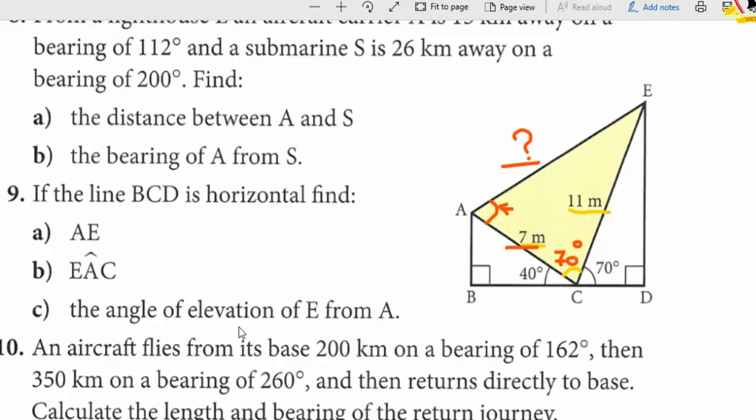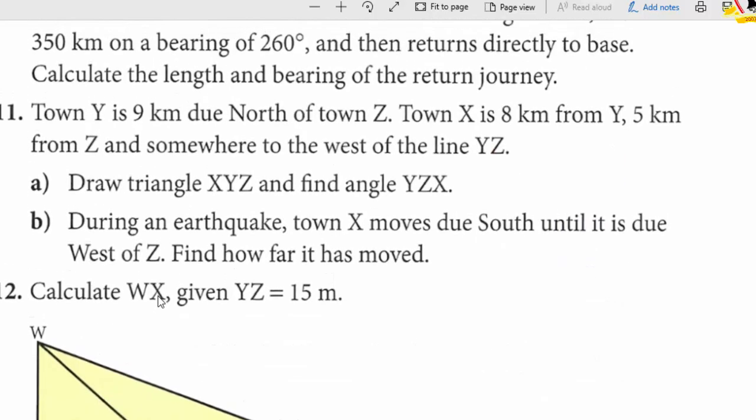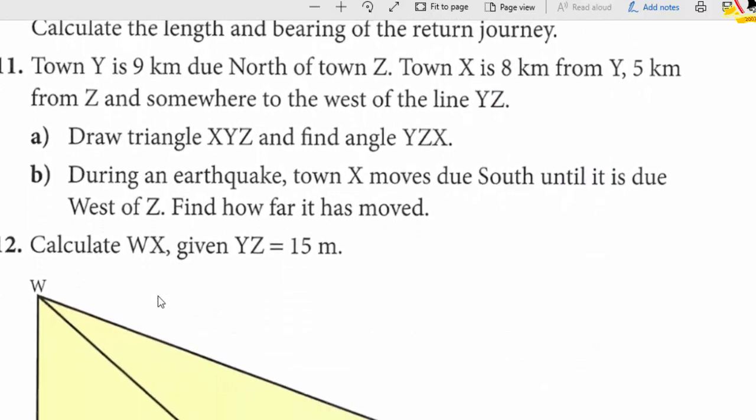Part C, the angle of elevation of E from A. This angle, the third angle. Once you got two angles, finding the third angle is quite an easy process. These questions are your tasks.